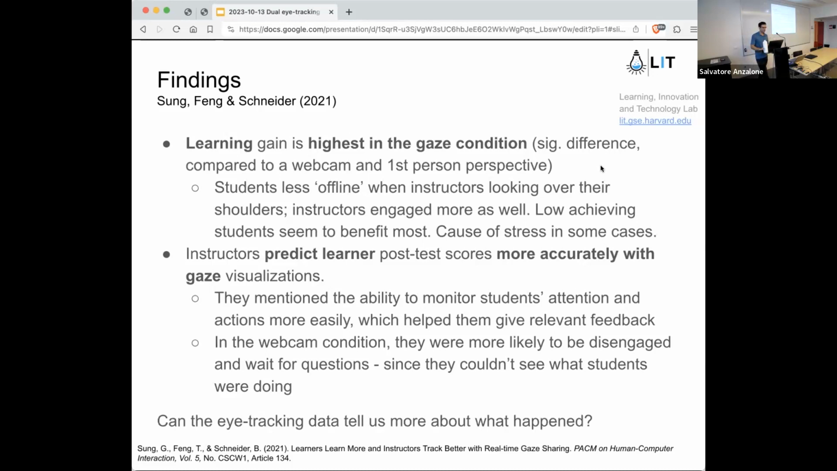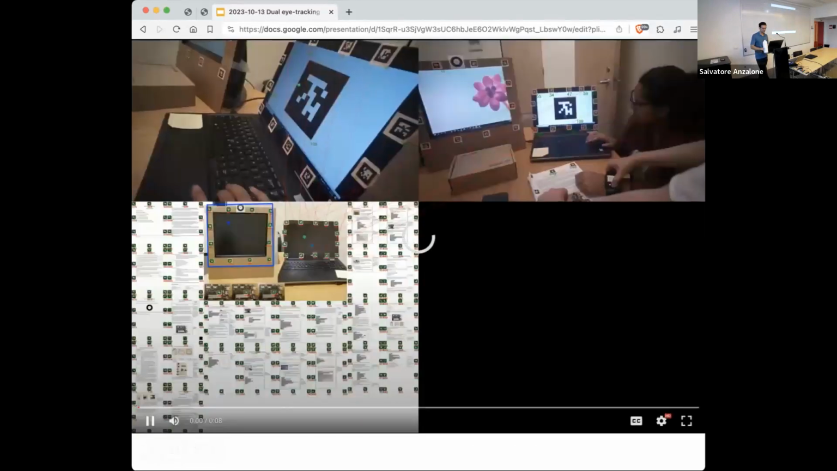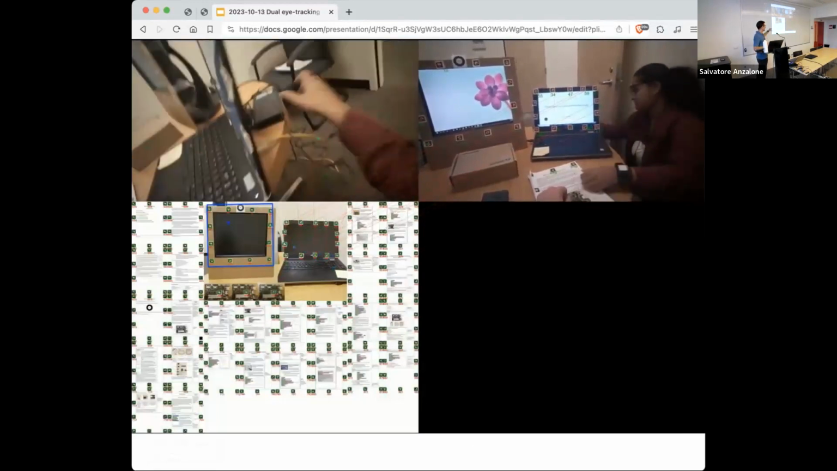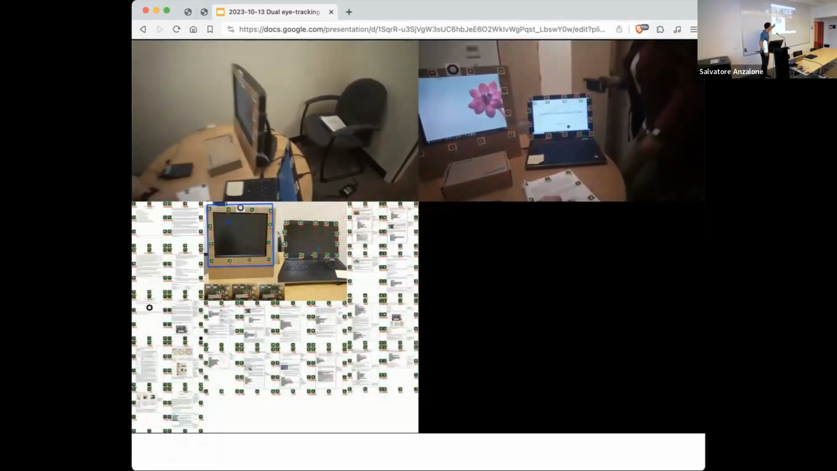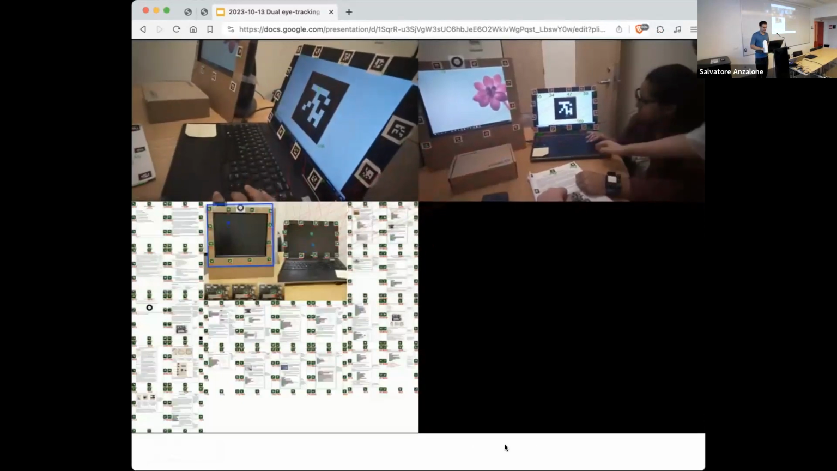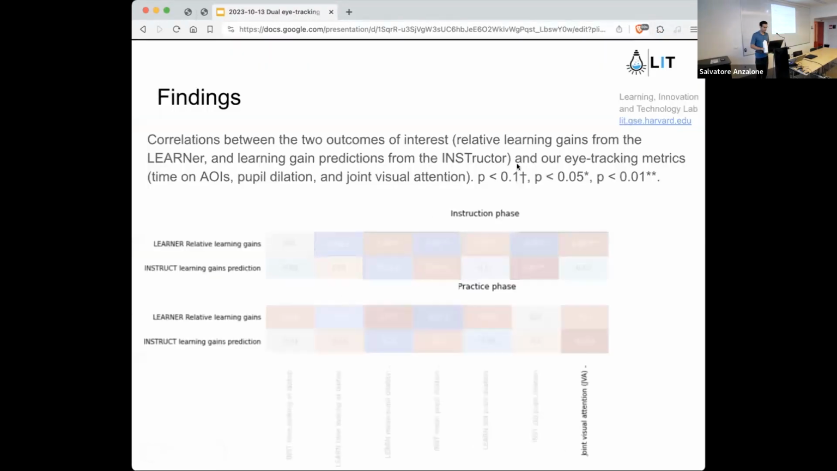Quickly, we also looked at the eye tracking data, doing the same type of remapping that I told you about earlier. We had a slightly more complex common image because we had so many spreadsheets and instruction sheets that the instructor and the student were looking at. And I'm just going to show you one finding.